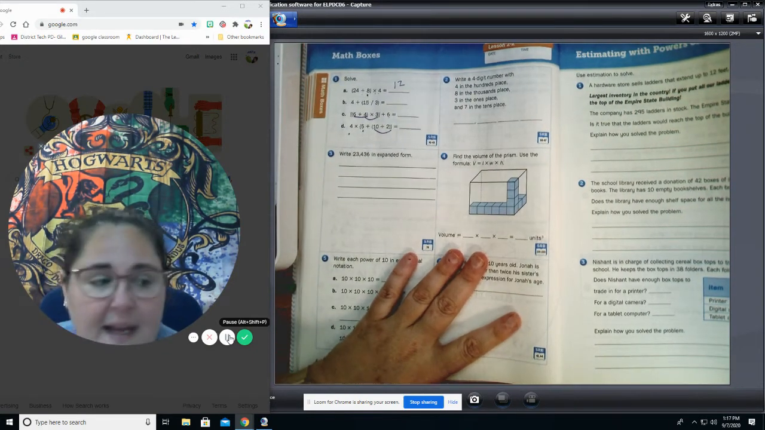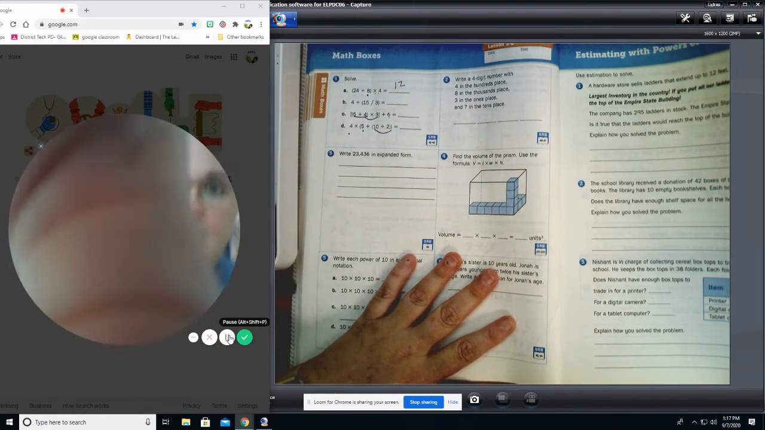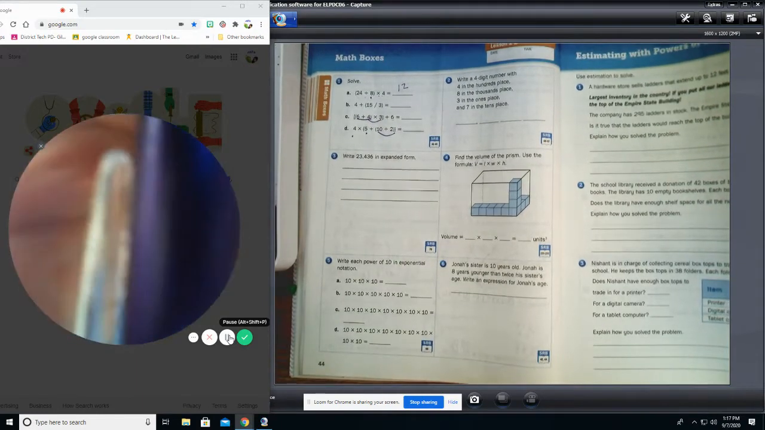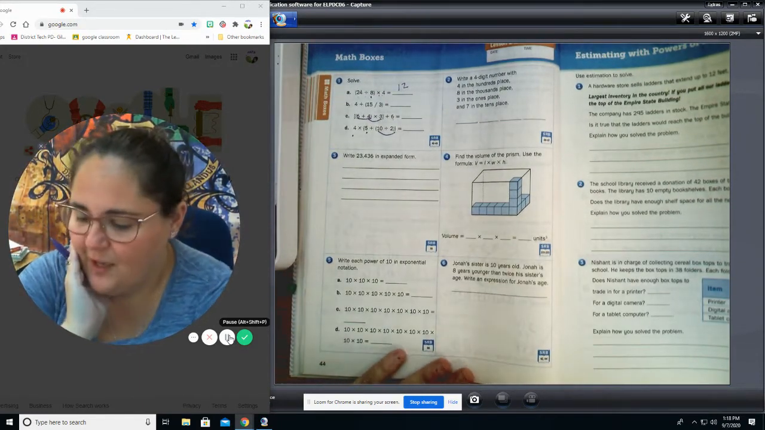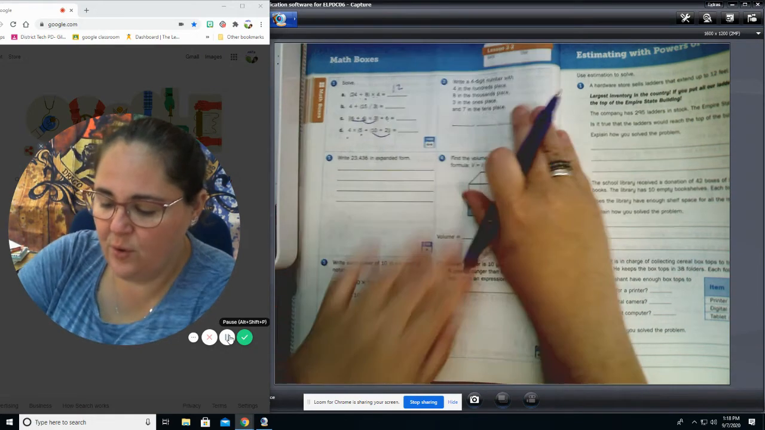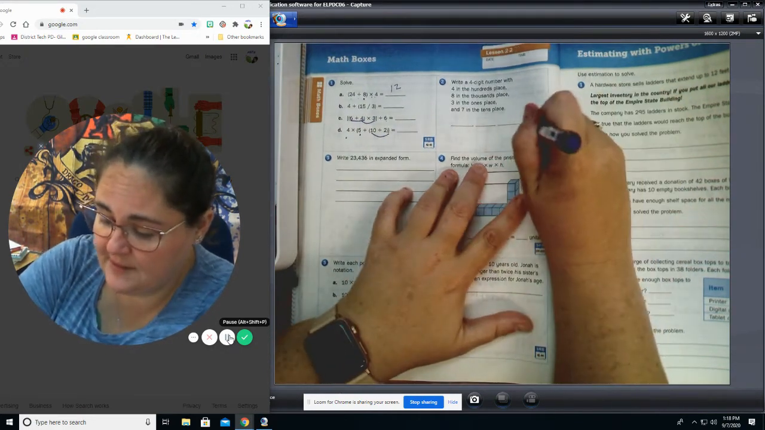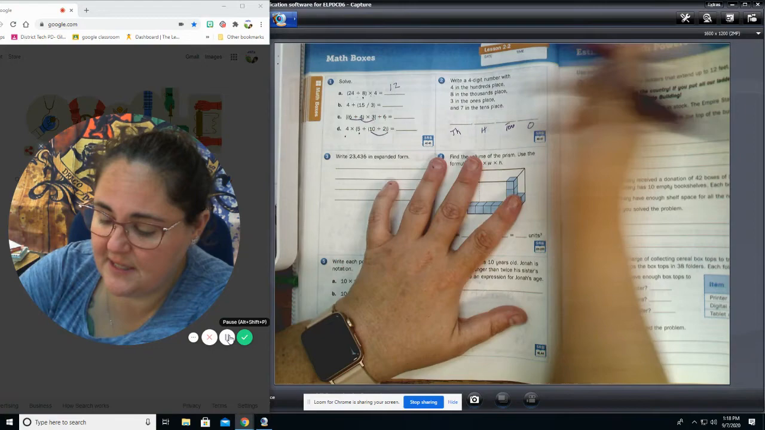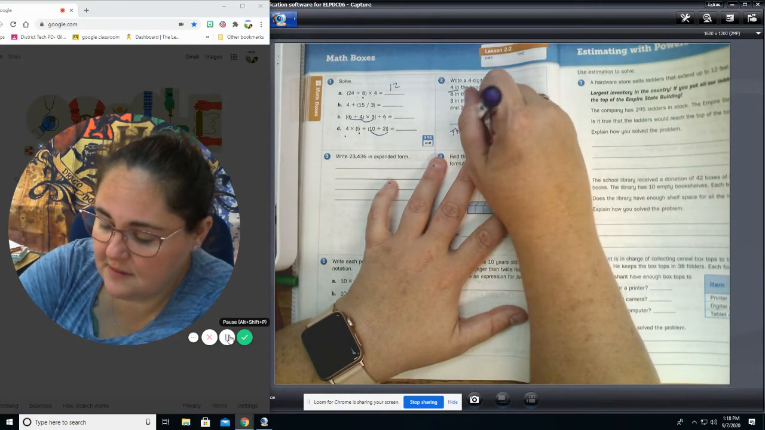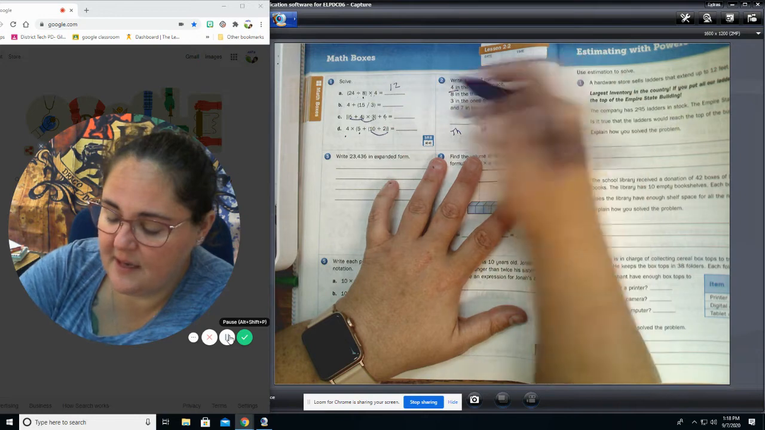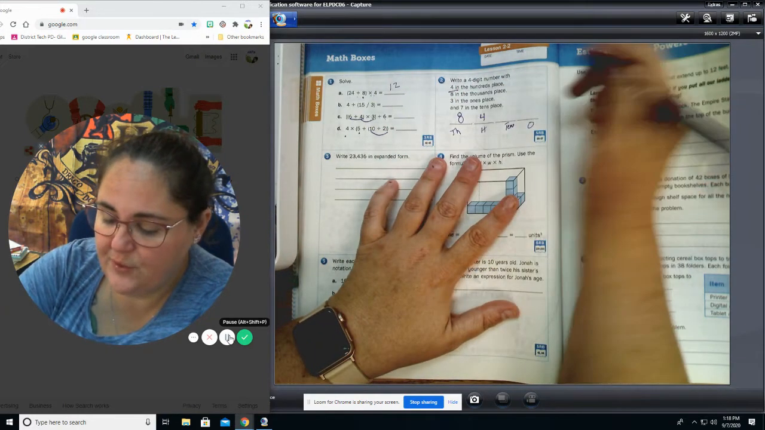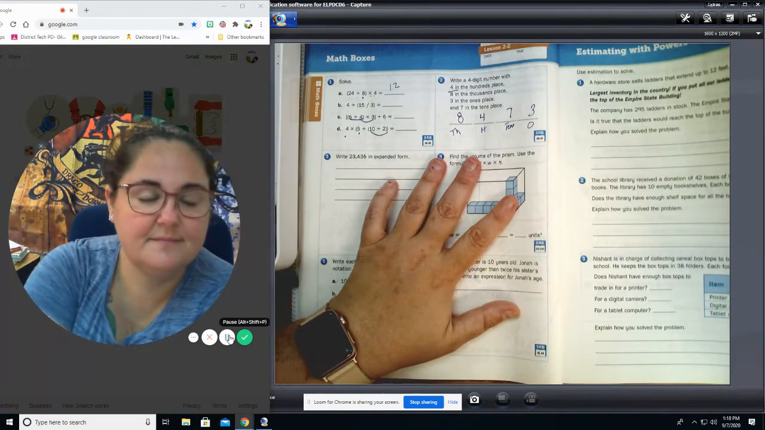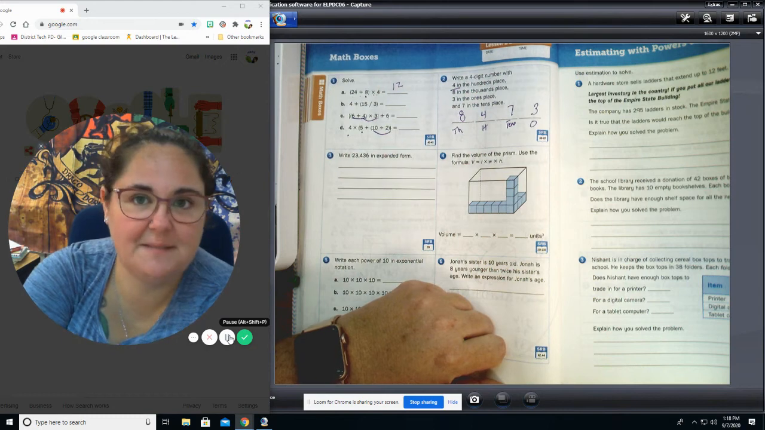Number 2, write a 4-digit number. I'm going to move this down a little bit. There, is that better? Perfect. Write a 4-digit number with a 4 in the hundreds place. The first thing I do is I write my ones, tens, hundreds, thousands. So a 4 is in the hundreds place. 8 is in the thousands place. 3 is in the ones place. 7 is in the tens place. Done.